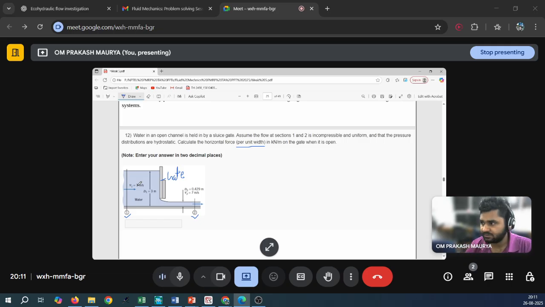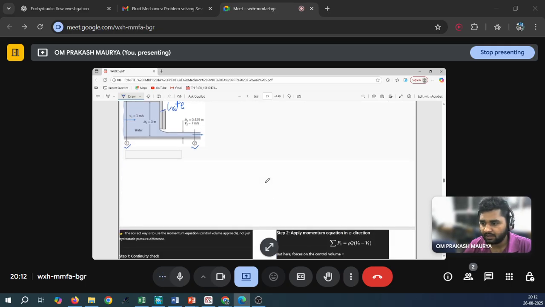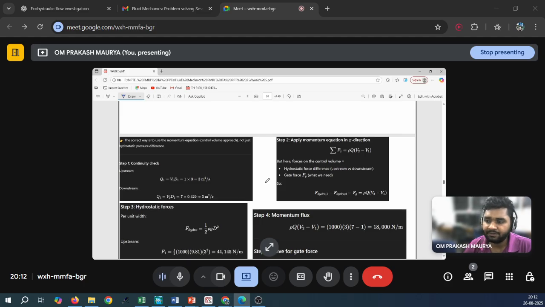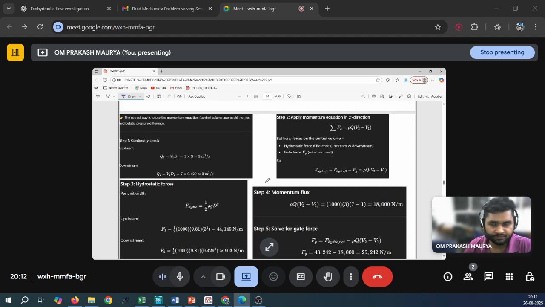So now you can just try to calculate the horizontal force per unit width on the gate. So this is a very important question, a very conceptual question as you can see. So I have here step by step solutions.